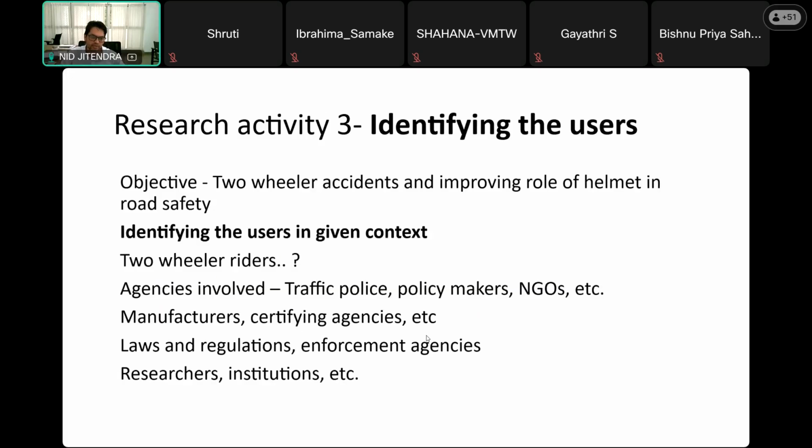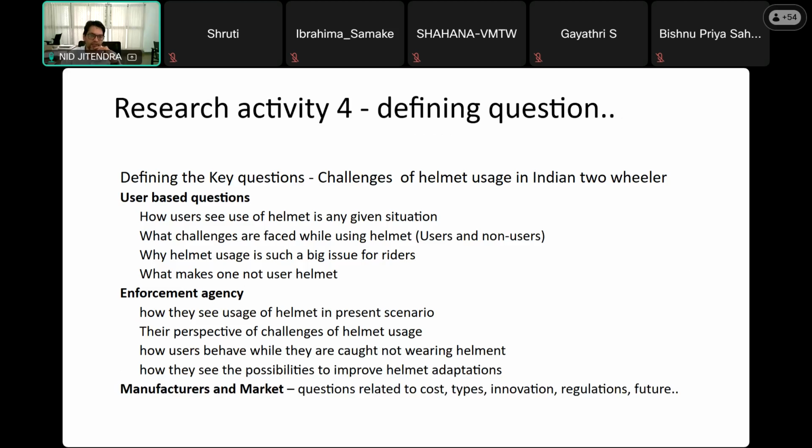Then when it comes to users, there are multiple users. One is the riders. Second is the agencies like traffic police, policymakers, NGOs and all who are trying to implement the rule. Manufacturers, certifying agencies, like ISI mark should be there. So what is ISI mark doing in helmet and how are they making sure that helmets are right in quality. Manufacturers, how they are bringing in new designs so that people will like them, how they are making helmets more comfortable, easier to wear, more cost effective and all. Law and regulation implementation agencies and all, and what is their role. Researchers and institutions, how they are doing their part in terms of improving different things.